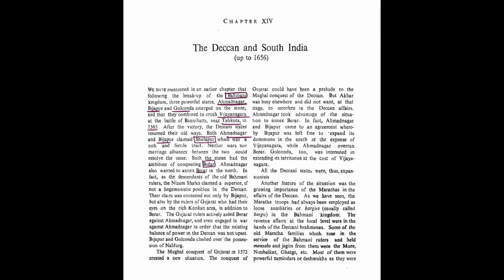In fact, as the descendants of the old Bahmani rulers, the Nizam Shahs claimed a superior, if not a hegemonistic, position in the Deccan. Their claim was contested not only by Bijapur but also by the rulers of Gujarat, who had their eyes on the rich Konkan area. In addition to Berar, the Gujarat rulers actively aided Berar against Ahmednagar and even engaged in a war against Ahmednagar in order that the existing balance of power in the Deccan was not upset. Bijapur and Golconda clashed over the possession of Naldurg.